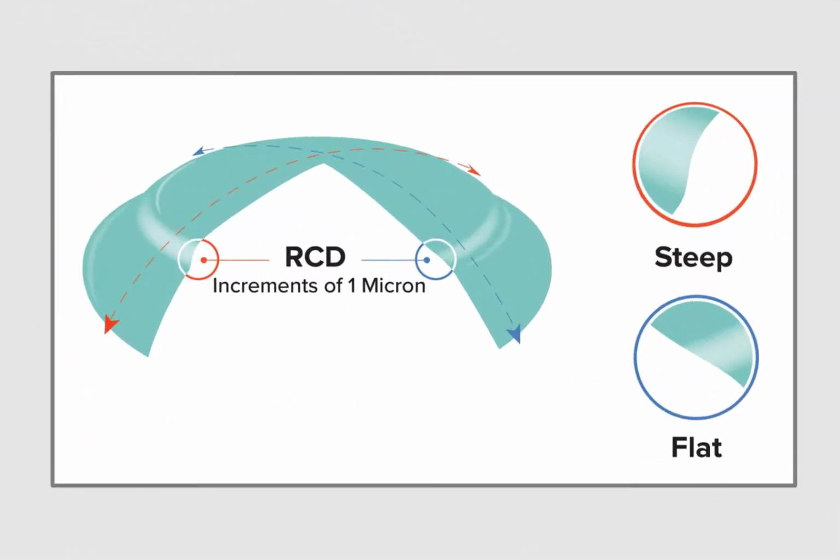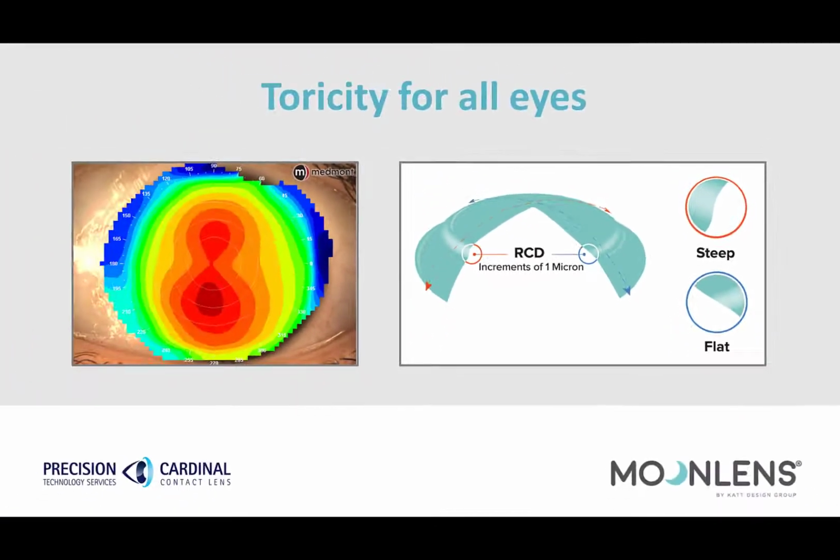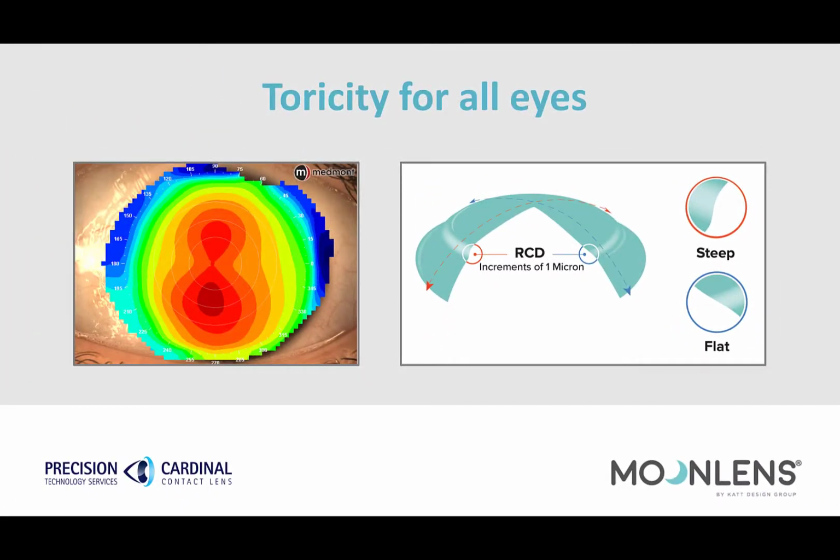Additionally, the toricity of the lens is available in 1 micron increments. The MOONLENS calculator constructs a toric landing for any patient with even a small amount of peripheral corneal toricity. This is to ensure the best possible alignment in both the flat and steep meridians, which creates an ideal fit and effect.